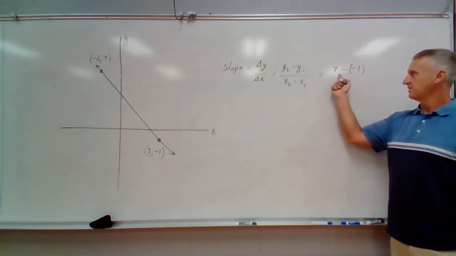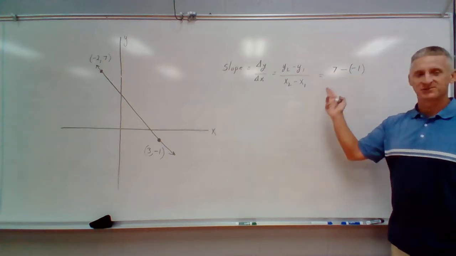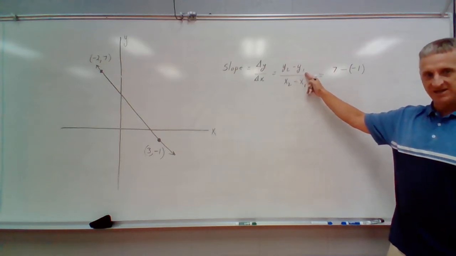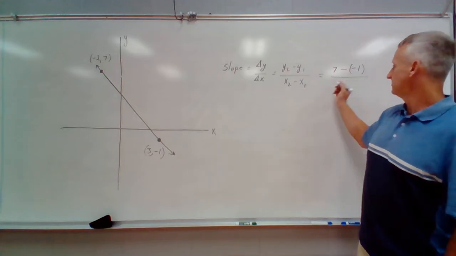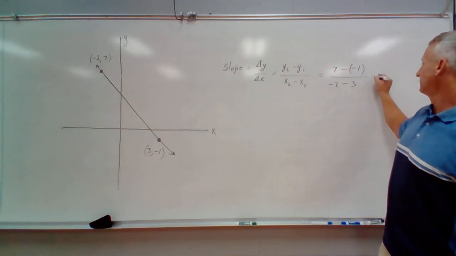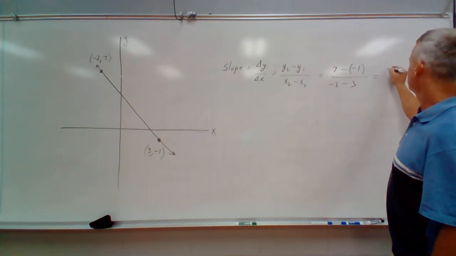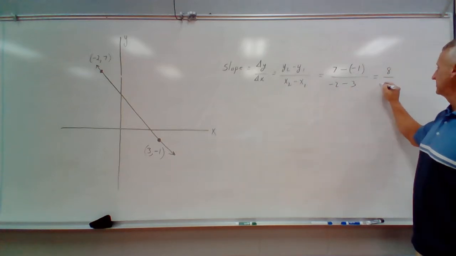And you have to be really careful right here. A lot of times we'll get careless and we'll just say 7 minus 1. But it's got to be 7 minus negative 1. Okay. And x2 would be negative 2 minus 3. 7 minus negative 1 is 7 plus 1, so that would be 8. Negative 2 minus 3 is negative 5.